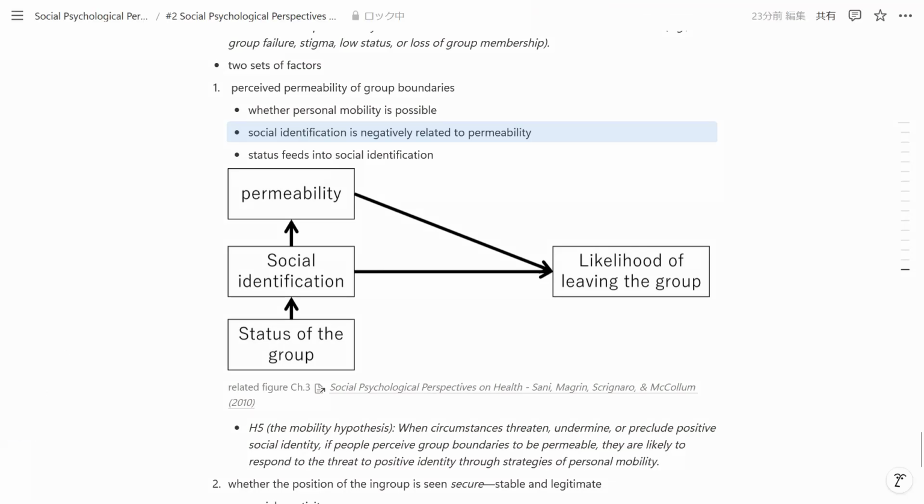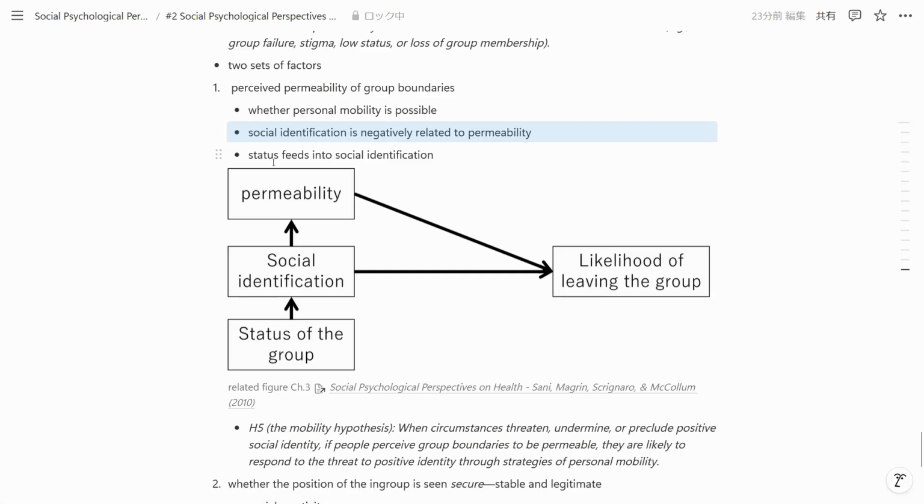Okay, sorry about that. So, when people have high social identification with a group, they tend to find it difficult to leave the group. That means high social identification comes with low perceived permeability. But when they only weakly identify with a group, they tend to feel that it's so easy to leave that group because the group membership is not really important for them. So that means that low social identification comes with high permeability. Okay?